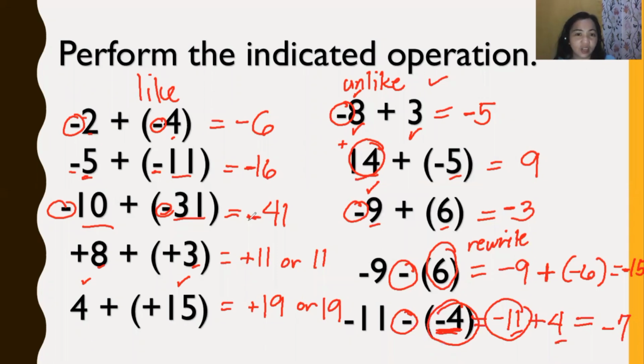So these are the examples on how you perform addition and subtraction of integers. Again, to add like sign, add the numbers, then copy their common sign. To add unlike sign, subtract the numbers, then copy the sign of the larger number. And in subtraction, change the sign of the subtrahend, then follow the addition rule. So that's it for this lesson. Hope you have learned in our lesson.